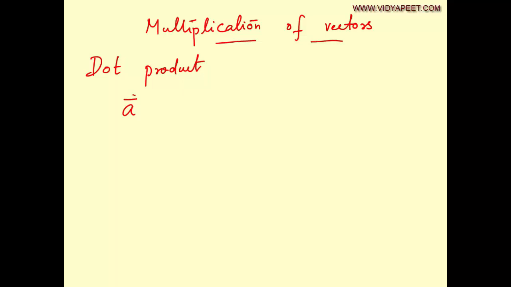The dot product between A and B is defined as A dot B, which is equal to the length of A into length of B into cos of the angle between A and B. So remember, if A and B are perpendicular, that is if they have an angle of 90 degrees, this dot product will always be equal to 0.